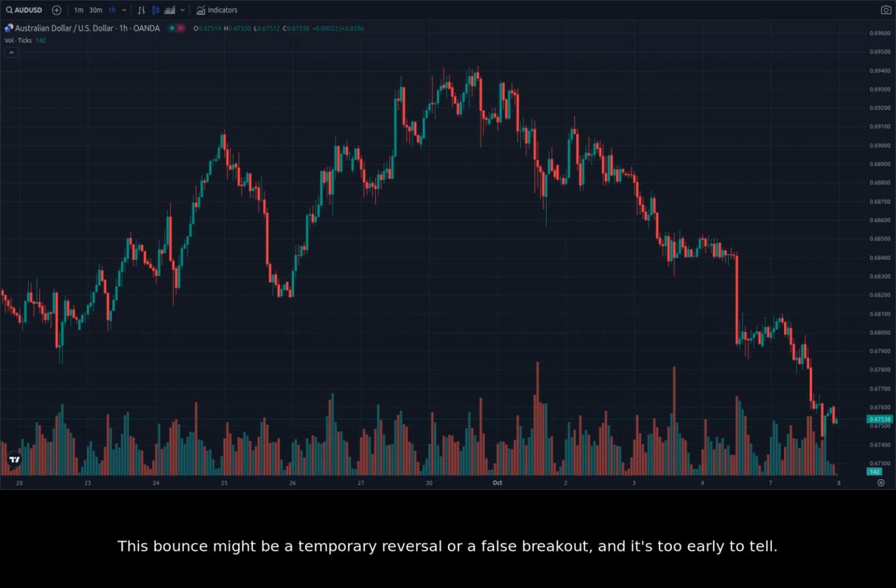This bounce might be a temporary reversal or a false breakout, and it's too early to tell. We need to watch closely how the next few candles form to determine if this upward move is sustainable. Let's narrow down our focus to the last 24 hours on the 1-hour chart to get a better picture of the immediate trend.